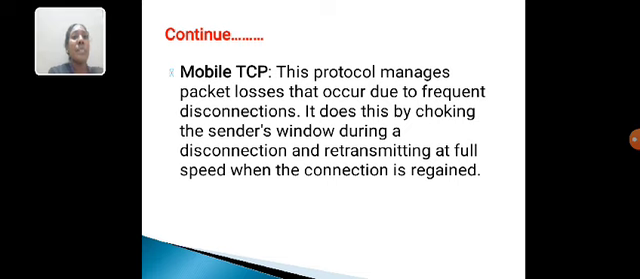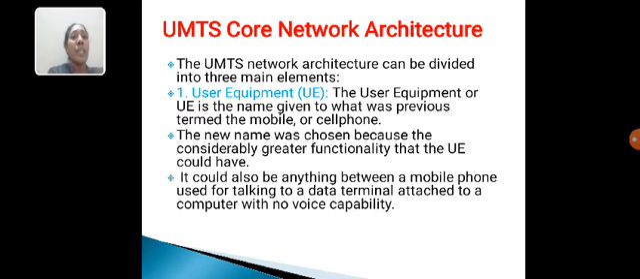Mobile TCP. This protocol manages packet losses that occur due to frequent disconnections. It does this by choking the sender's window during the disconnection and retransmitting at full speed when the connection is regained. UMTS core network architecture.